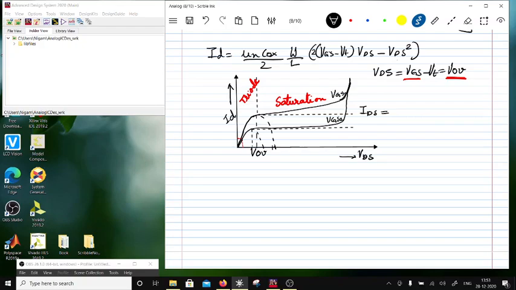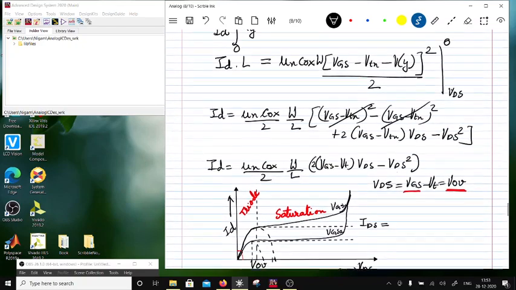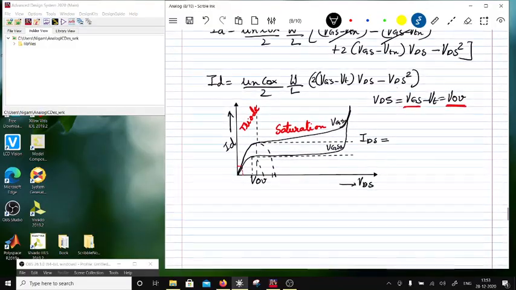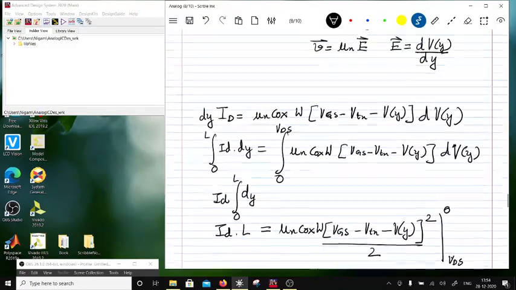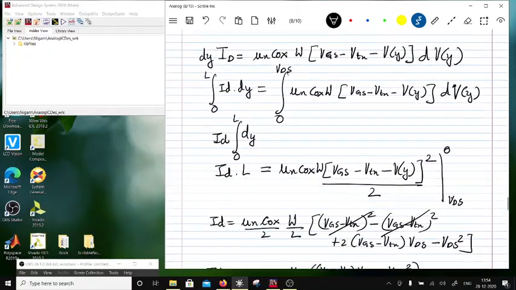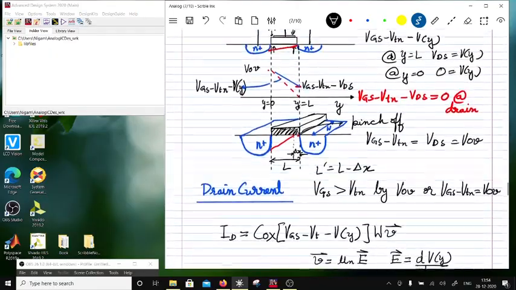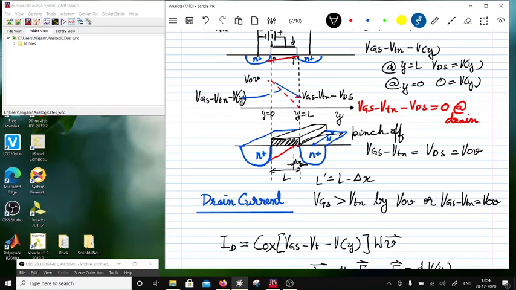Now this is because, when VGS is less, or V overdrive is small, then we are talking about a different slope here, versus this.